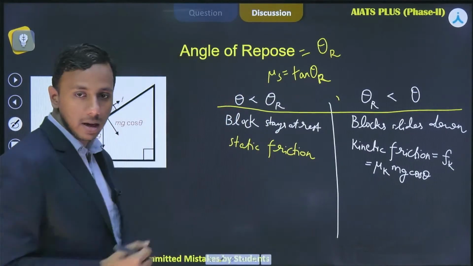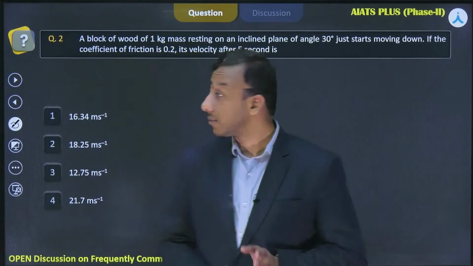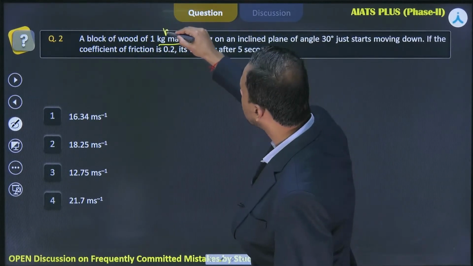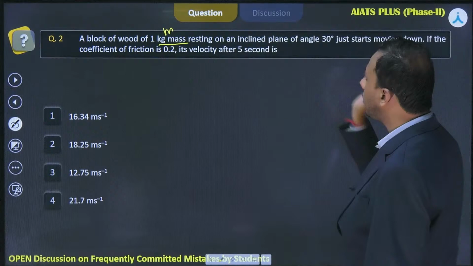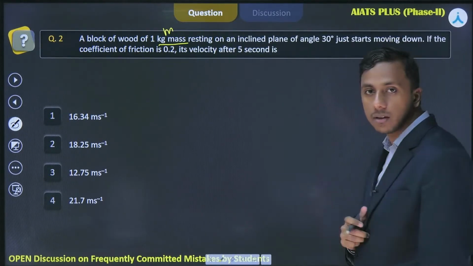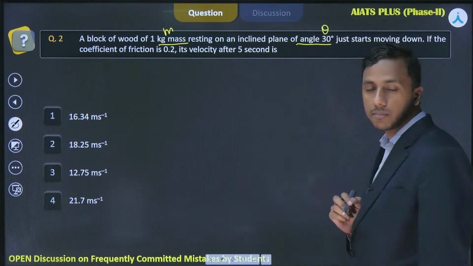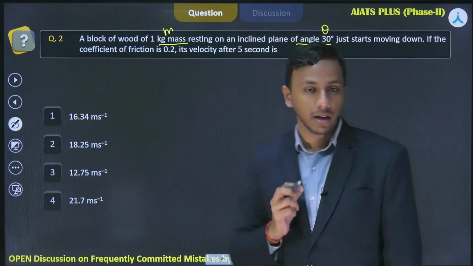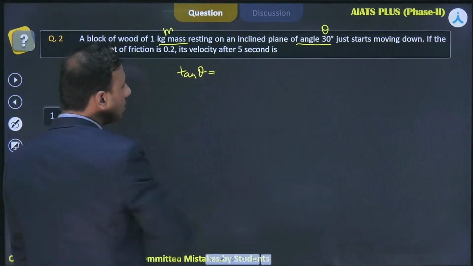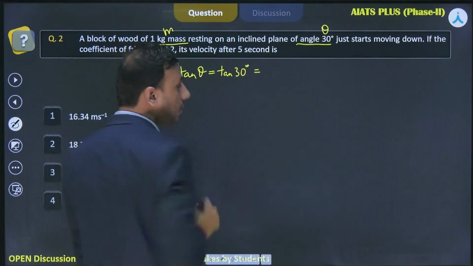All right, let's move to our first question. This question had come in your AIATS. The mass of the block is given, m equal to 1 kg, resting on an inclined plane of angle 30 degrees. The angle of inclination is also given, so you can find tan theta, which would mean tan 30 degrees.